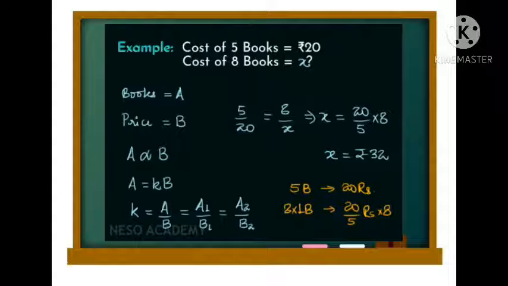And when you increase quantity A, that means when you increase the number of books, what will happen to the price? The quantity B, the price, will also increase. It is obvious the price will increase. It will be more for 8 books than 5 books. So when you are increasing A, B is also increasing, and therefore we have direct proportion between books and price, so we will have A proportional to B.